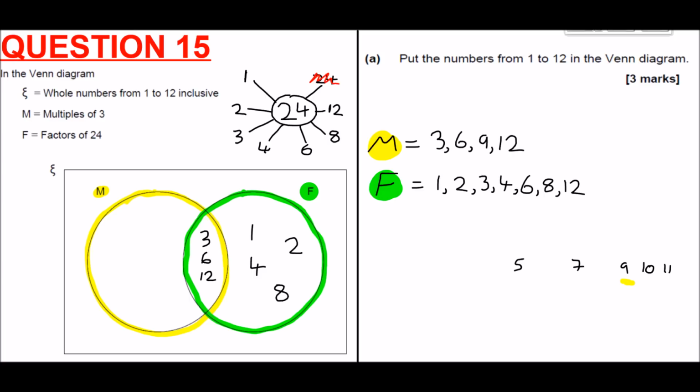The only number which is yellow only, a multiple of 3, is the 9. So the 9 is on its own in that bit. So we've dealt with the 9. Now the numbers that haven't been underlined at all means the ones which aren't multiples of 3, nor factors of 24. So these don't belong in any circle. And so these 4 numbers left go on the outside of the circles. They can go anywhere within the outer rectangle as long as they're not going inside the circles. And so that's the Venn diagram completed.